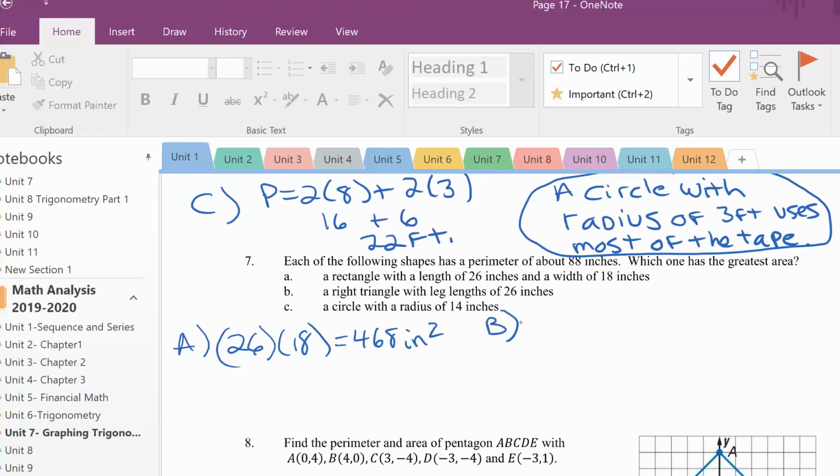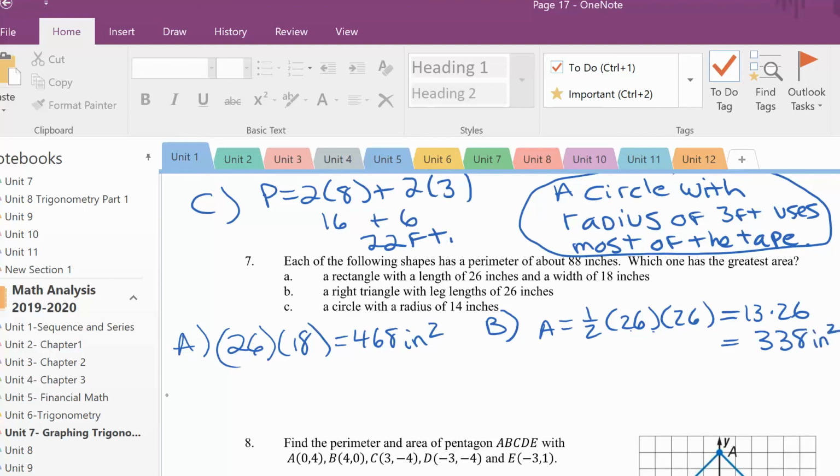So for B, a right triangle with legs of 26, well, remember, that means that the base and the height are both 26. So that means it's going to be 1/2 times 26 times 26, because base times height. And when you multiply that, you get 13 times 26, because half of 26 is 13, which is 338 square inches.